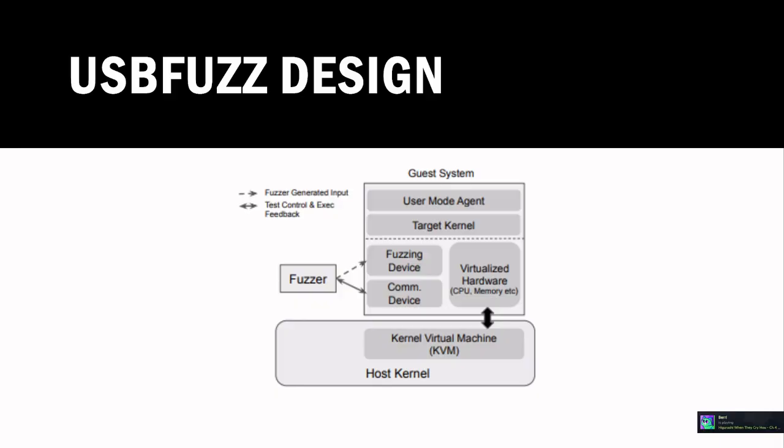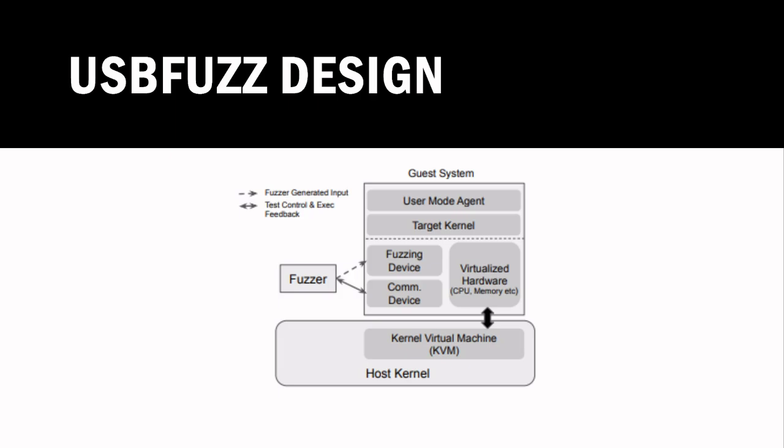The fuzzing device itself is also just the emulated USB device that's sitting on the guest operating system. And all it does is provide data from the fuzzer whenever the target tries to do I/O operations. So if the target tries to read, the fuzzing device just gets the data from the fuzzer and gives it to the guest operating system.